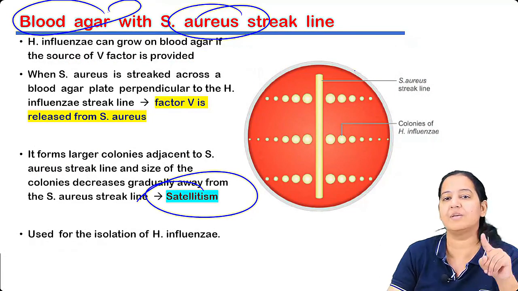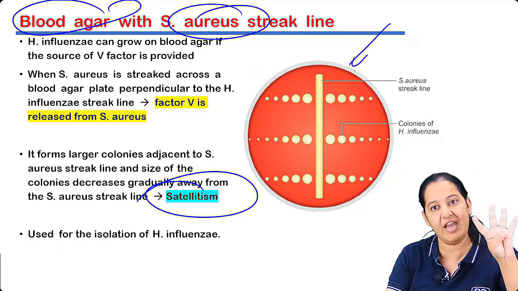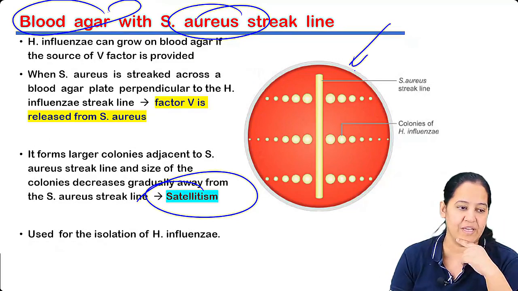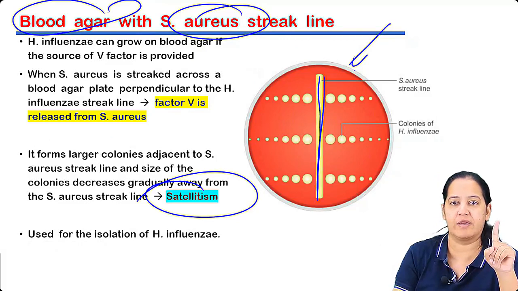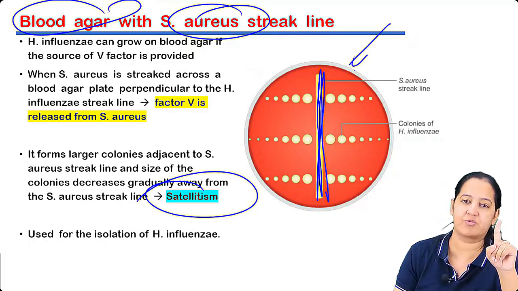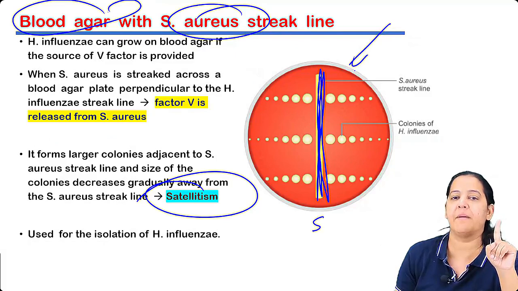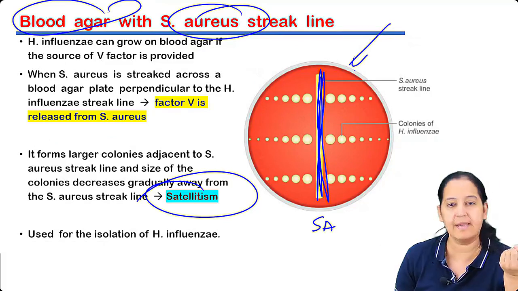Satellitism. Now on this image, let me ask you 4 questions. Image 8, 4 questions on one image. First, tell me the streak is of which bacteria? Name the bacteria which is the streak. Your answer will be, ma'am, Staph aureus. I'm not waiting for the answers. It is Staph aureus.